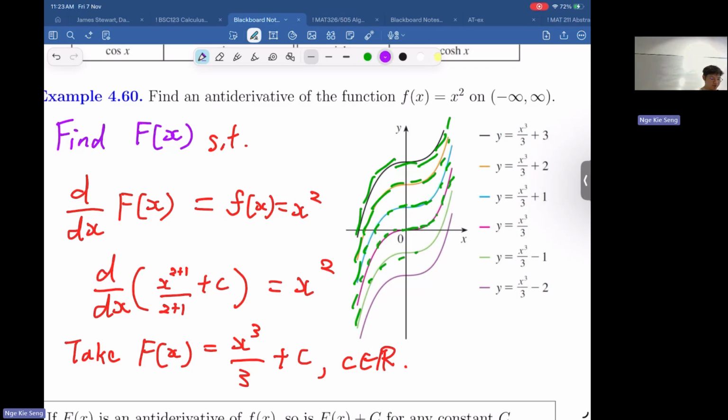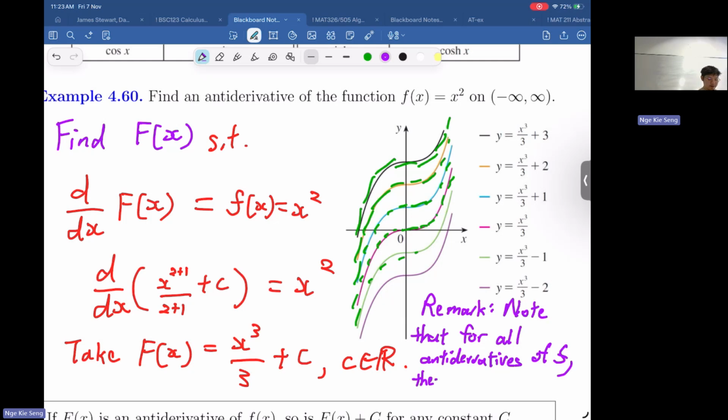Okay, so maybe I make a remark here. Note that for all antiderivatives of f, their tangent line changes the same way. So that's why their derivative is the same.